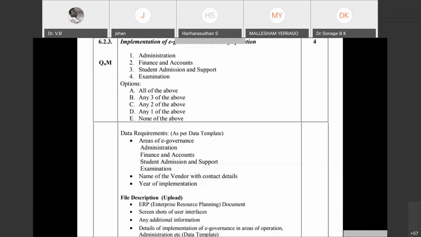And while uploading the link, as given over here, the document, because every ERP would be having a preface document, a screenshot of that, and then the screenshots of various pages that appear in that ERP should be scanned and uploaded.